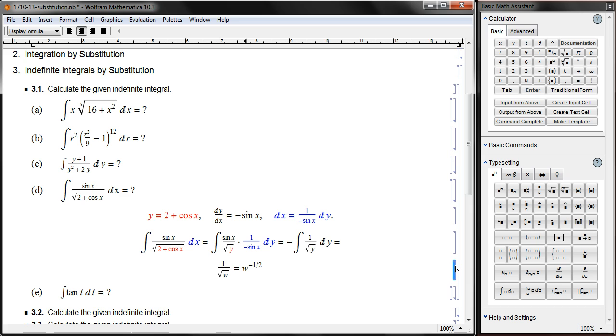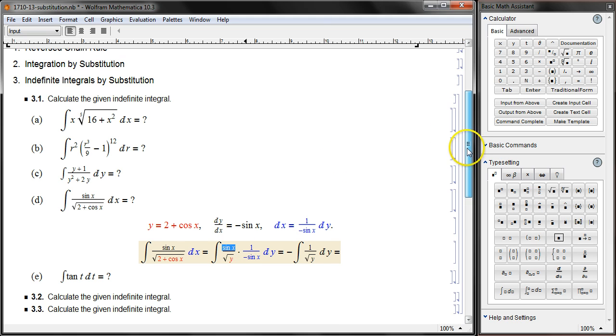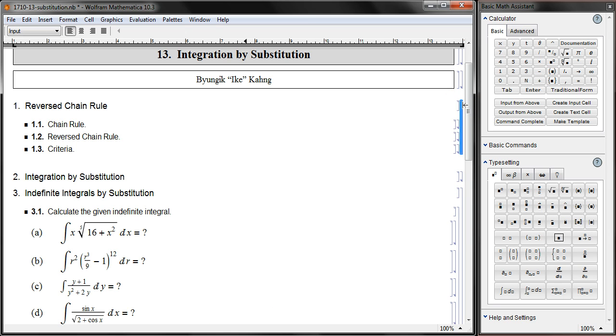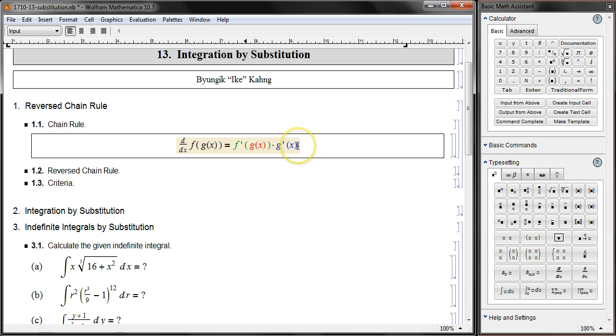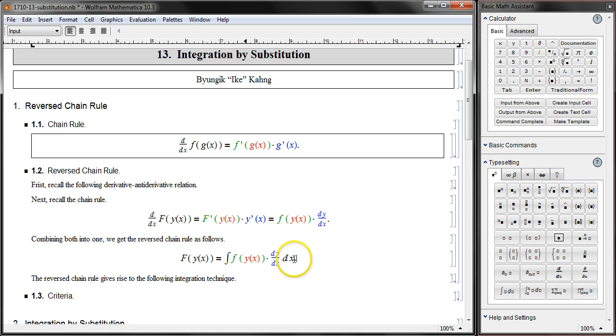The second criterion, number two, is related to this derivative. You see? Let's go back to this reversed chain rule. This is where everything began, the chain rule. Upon changing the characters, we get this intermediate form. Small f becomes capital F, and then g becomes y. And then upon taking the antiderivative of both, we get this, which is the reversed chain rule.